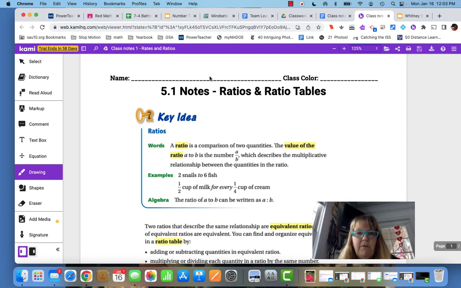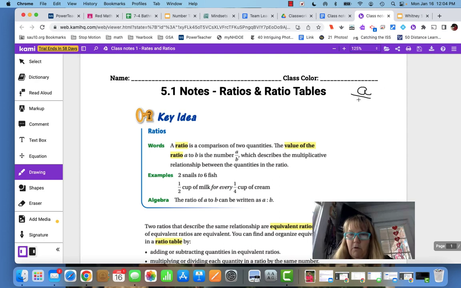This is section 5.1, and we're going to talk about ratios and ratio tables. If you remember, I've been talking for a long time about the fact that a number over another number is three things. It is a fraction, it is a division problem, and now it's a ratio. And we're going to talk about this for a little bit. It's the comparison of two quantities.